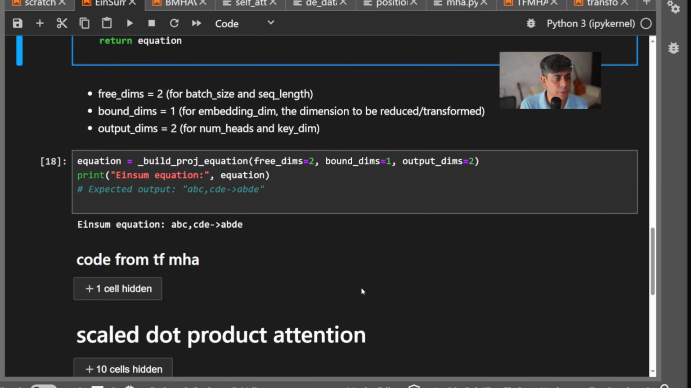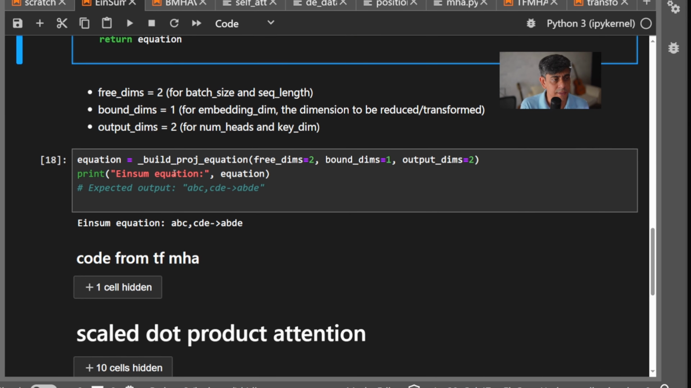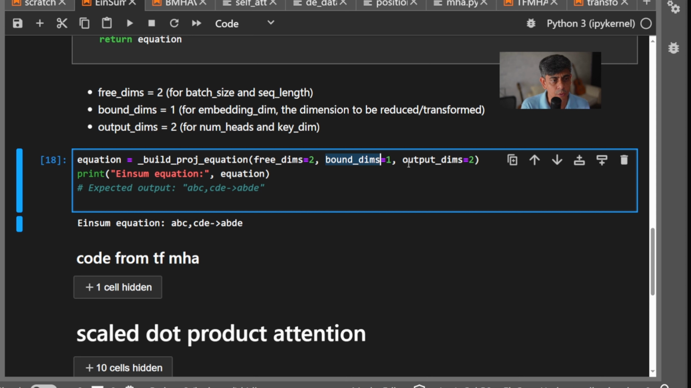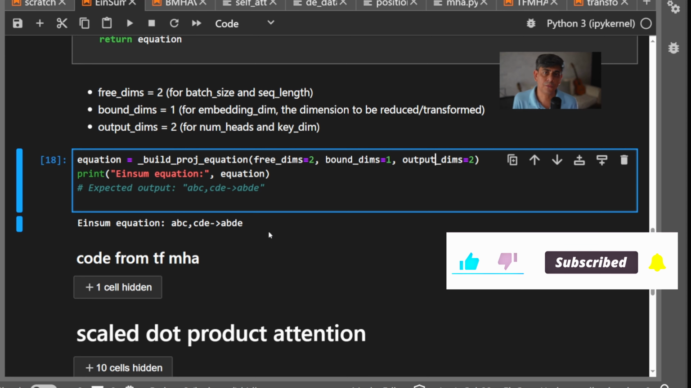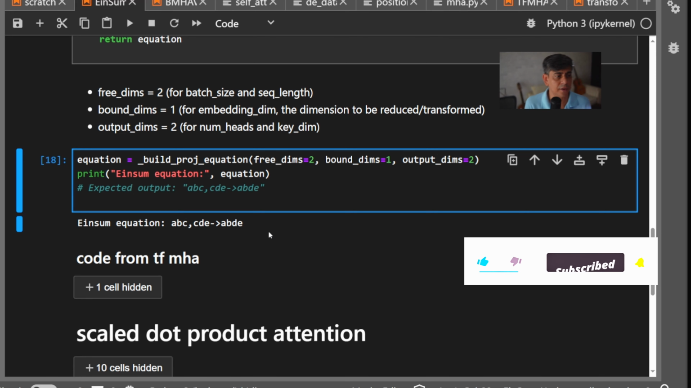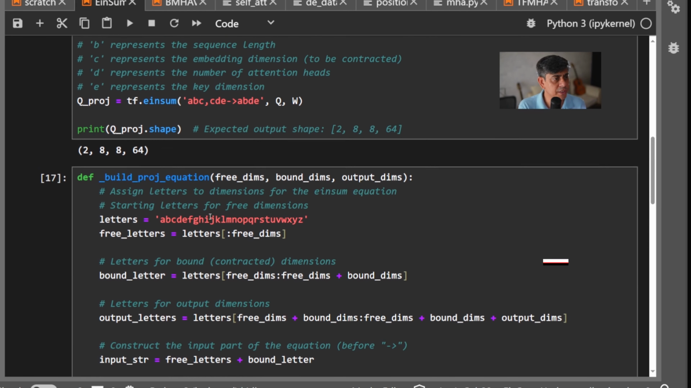As a result, when you do the build projection equation, we are given all this: free dimension is 2, bound dimension is 1, output dimension is 2. You automatically get A, B, C as one tensor, C, D, E as the second tensor. In between, C cancels out, and we get A, B, D, E as the output. You got the beauty of this Einstein operation. So this is for projection.